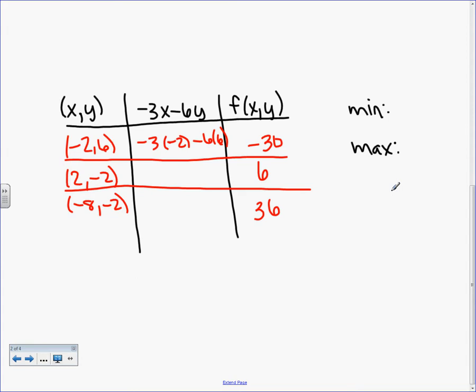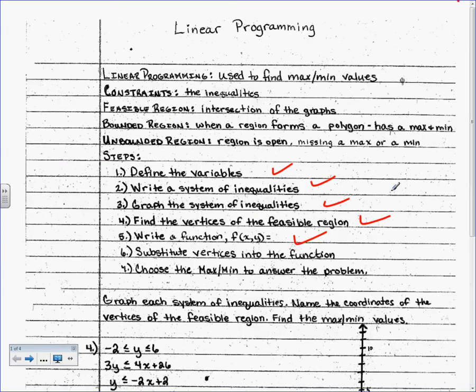So here's where we pause. Whether this is bounded or unbounded, we still do what we just did. We find the vertices, we plug them into the function that they gave us, okay? Is this bounded, where it made a closed shape, or is this unbounded, where it was left open? This is bounded, right? So what that means is we're going to have a max and a min. We're going to have both, okay?